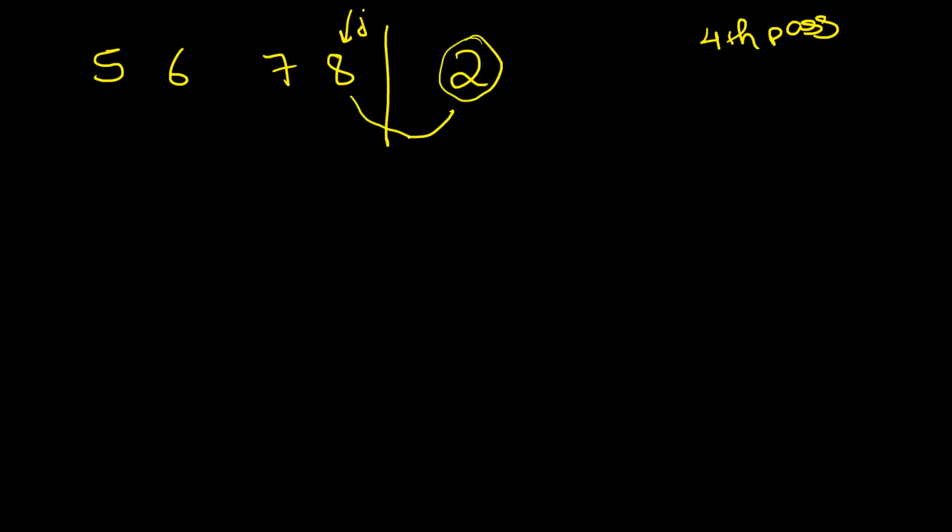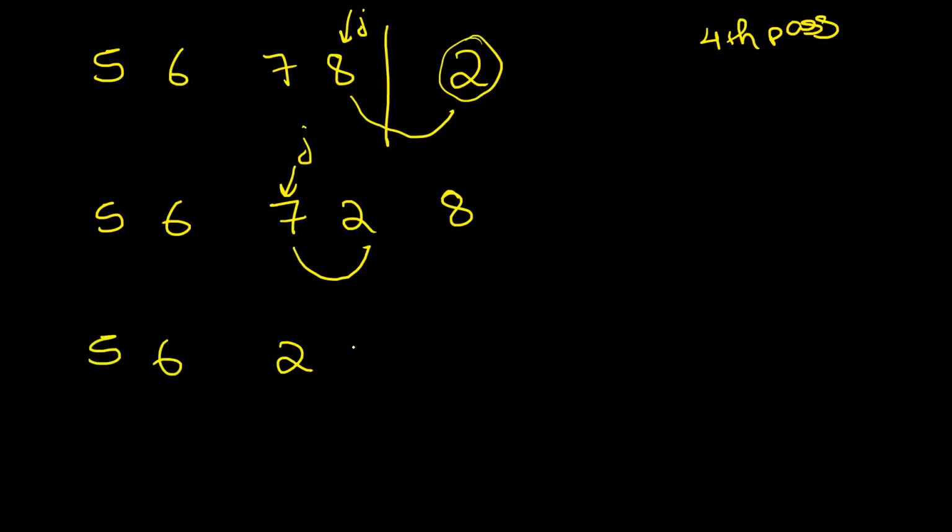Okay. I compare 8 with 2. 8 is greater than 2. So, what should I do? I should swap. Okay. Then what do I do, guys? And after swapping, what happens? J minus minus to ho hi raha. Again, I compare j with j plus 1. So, I compare 7 with 2. Again, I see that 7 is greater than 2. So I will again swap. So now 2 has come here.